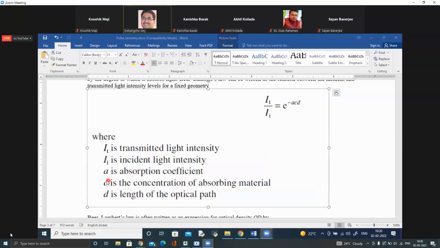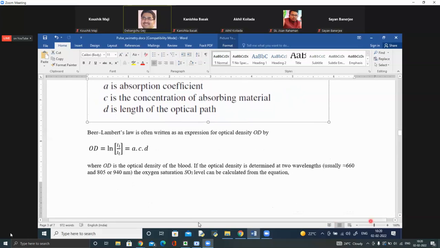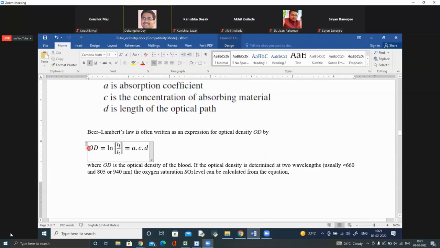That means we are trying to find out SpO2, that is oxygen saturation, and that depends on this concentration, that is the concentration of HbO2, which is given by this. And D is the length of the path, that means the thickness of the path. So here, if we take log on both sides, it will be only ACD. So this particular ACD is called the optical density. Okay, it is called the optical density.